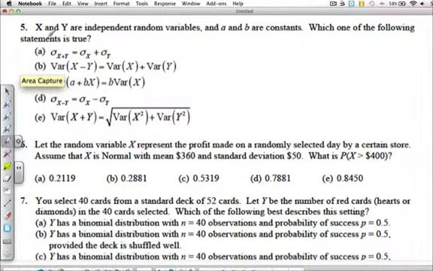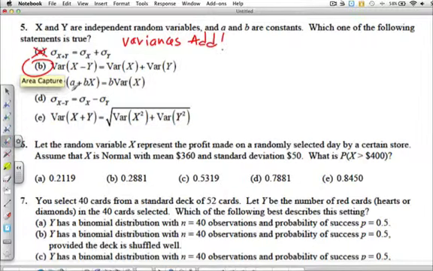If x and y are independent random variables and a and b are constants, they don't change values, which of the following statements is true? If we want the standard deviation of the sum of those two, we can just add the standard deviations. Well, we know that's not true because variances add. The variance of x minus y is equal to the variance of x plus the variance of y. I know that variances add, so that sounds reasonable.